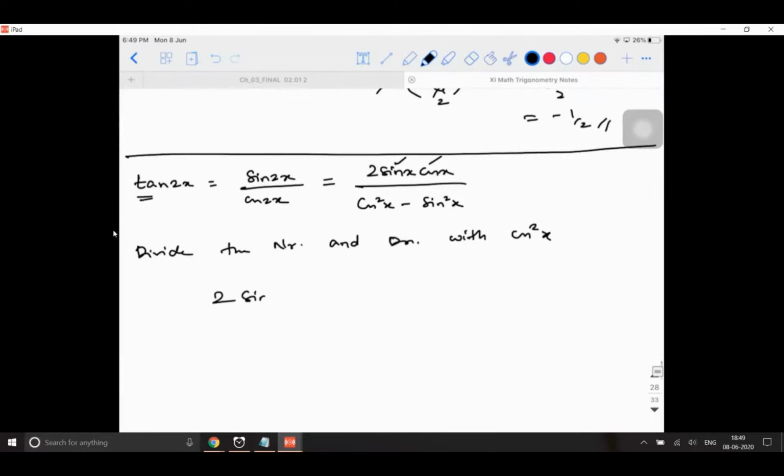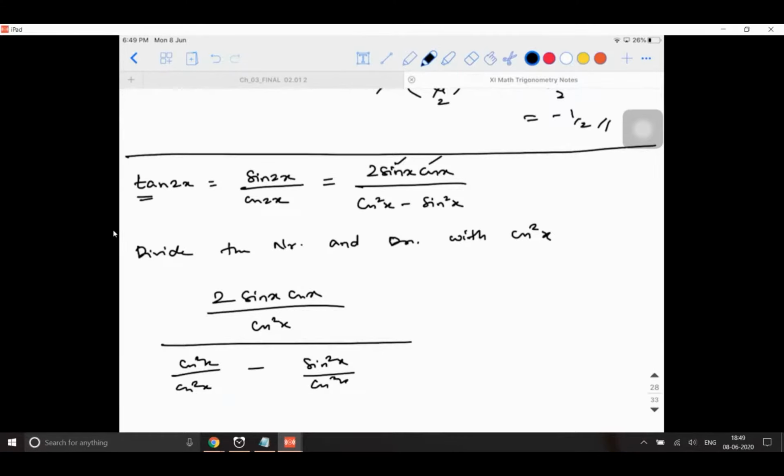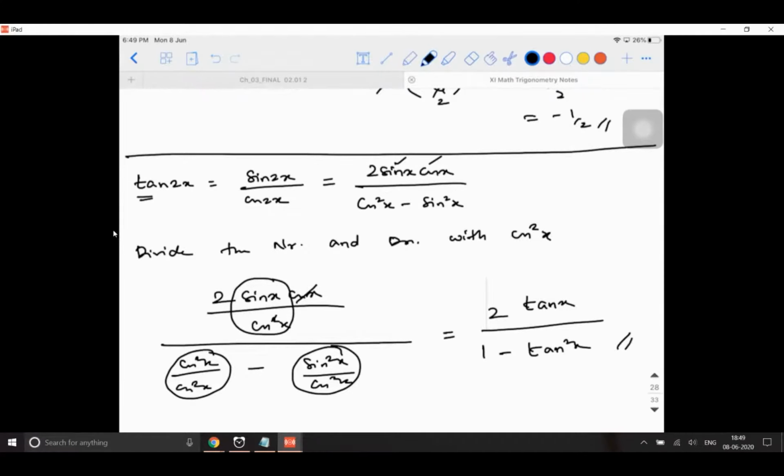So if I do it, I'll get 2 sin x cos x divided by cos square x, the whole divided by cos square x by cos square x minus sin square x by cos square x. So one cos is gone. So 2 into sin x divided by cos x will be tan x, and cos square x by cos square x will be 1, minus sin square x by cos square x will be tan square x. So this is going to be the formula: 2 tan x divided by 1 minus tan square x. So this is one of the ways of deriving. Can you people give me an idea of deriving it in another way?